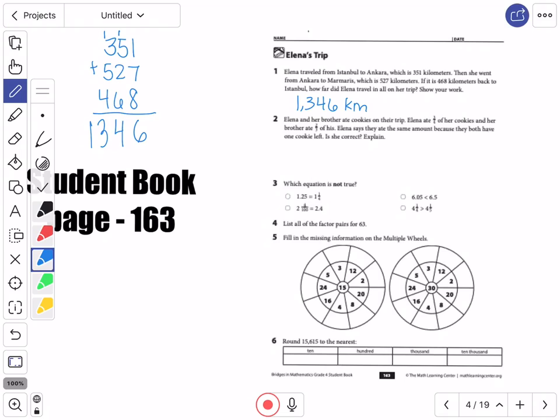For number 2, it says Elena and her brother ate cookies on their trip. Elena ate 3/4 of her cookies, and her brother ate 2/3 of his. Elena says that they ate the same amount because they both have 1 cookie left. Is that correct? First of all, no, that is not correct. And there's 2 different ways you can solve this problem.